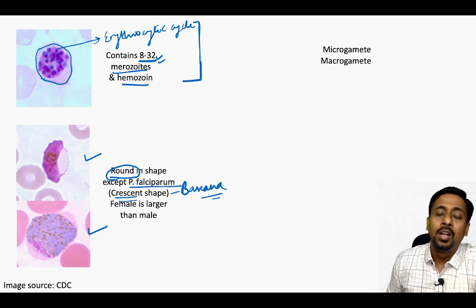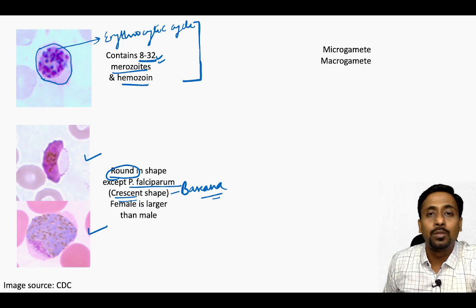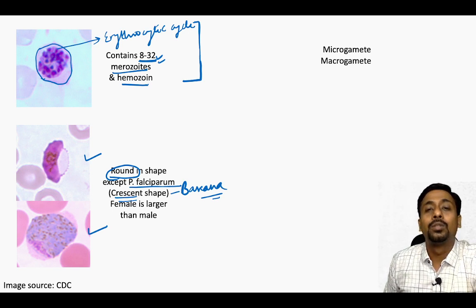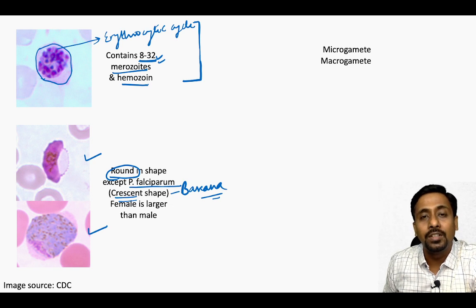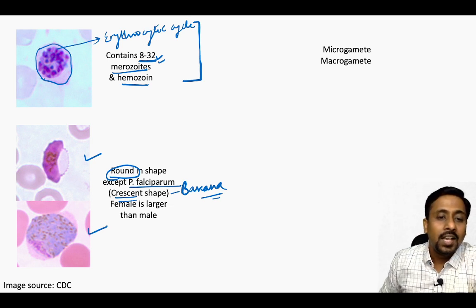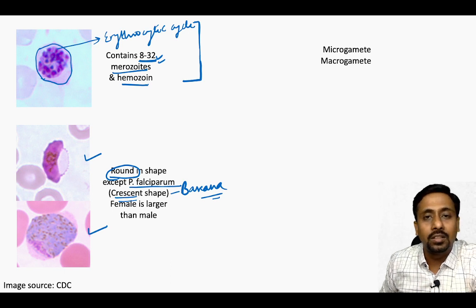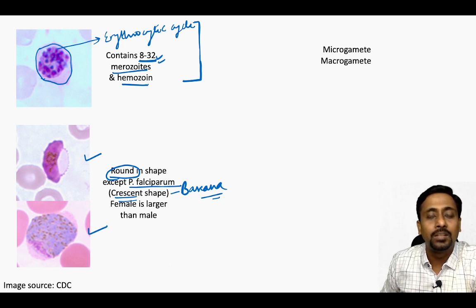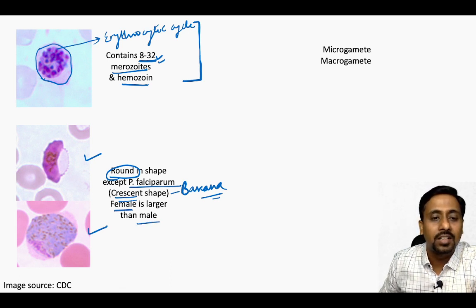If you remember, what is another structure which I have told you previously, which is crescent in shape? It is the trophozoite of Toxoplasma gondii, which is also known as tachyzoites. And the gametocytes of plasmodium, females are larger than males, and females are called macrogametocytes because of this, and males are called microgametocytes. As they are large, they are called macrogametocytes, and male are called microgametocytes.